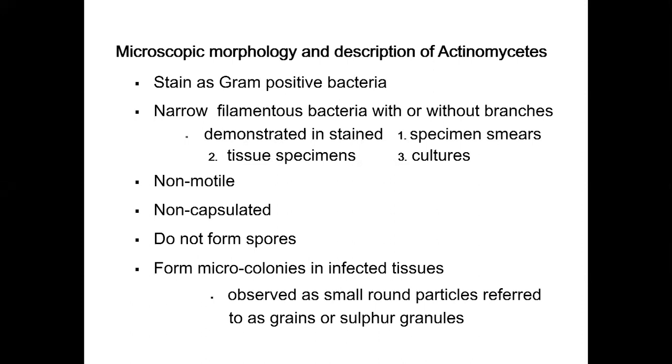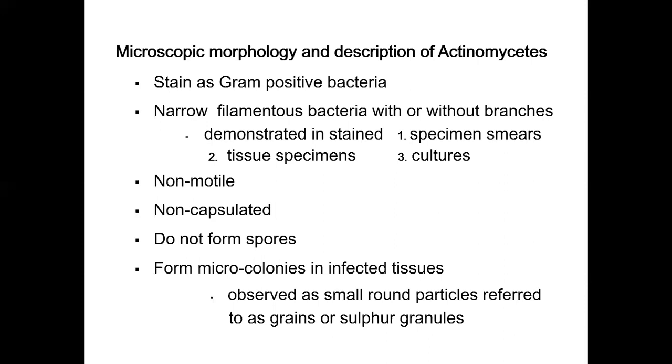So the actinomycetes, microscopic morphology and description. These are gram-positive bacteria, but morphologically they are narrow filamentous organisms with or without branches. Sometimes these filamentous bacteria fragment into shorter forms, like short bacilli. But all in all, they are filamentous bacteria with or without branches, and they can be demonstrated in specimen smears, in tissues and also in cultures. They are not motile, they are not capsulated, and they do not form bacterial spores.